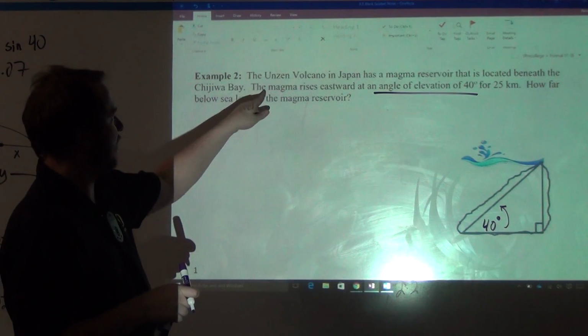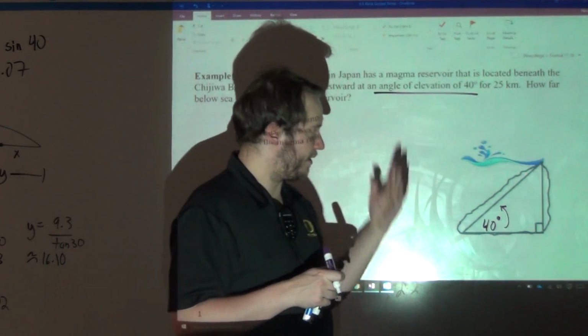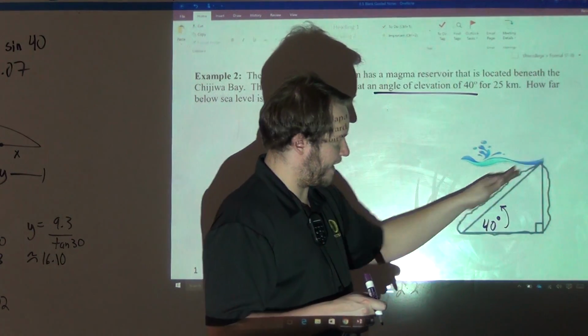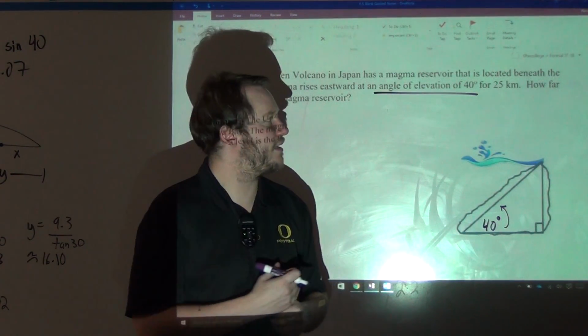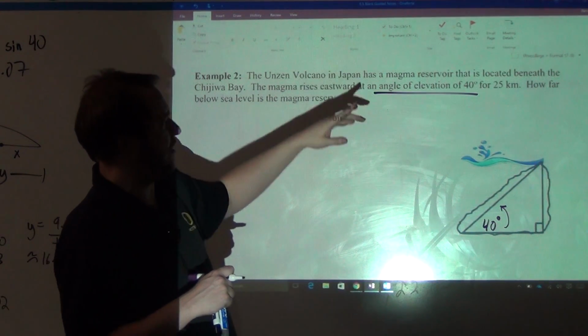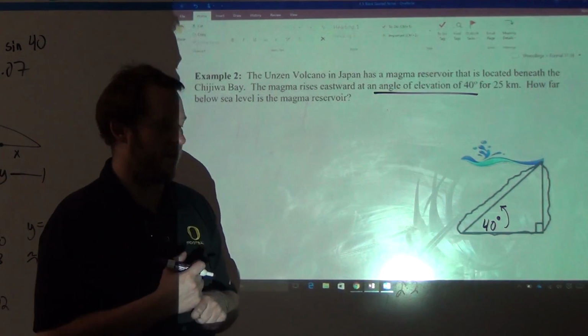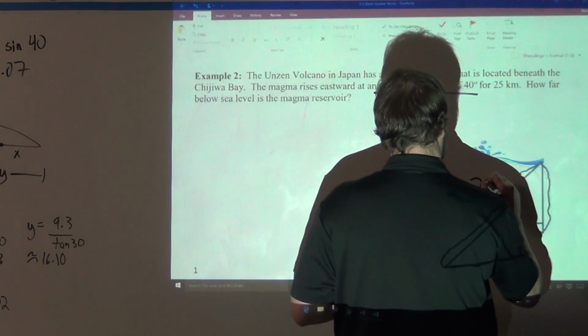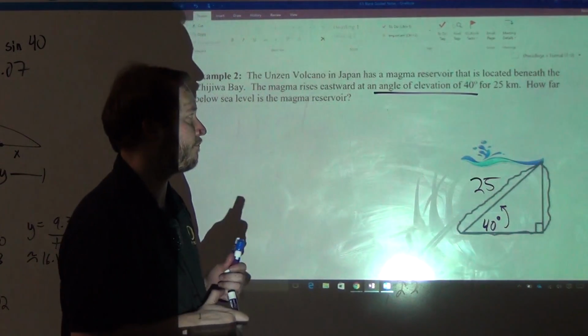So in this situation, we're given another number here, 25 kilometers. It would make perfect sense to put it here. Would you please do your best to tell me where this 25 goes? It says the magma rises eastward at an angle of 25 kilometers. Okay, it is the hypotenuse, it is this side.